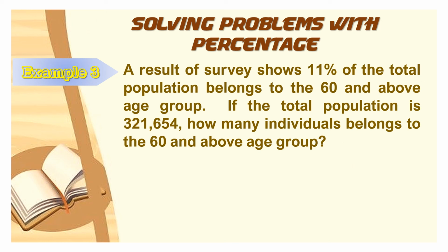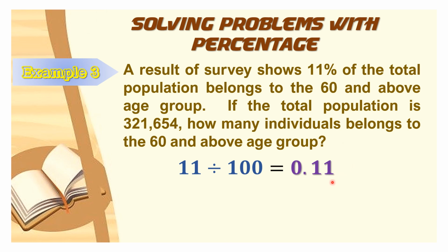Example number 3. A result of survey shows 11% of the total population belongs to the 60 and above age group. If the total population is 321,654, then how many individuals belong to the 60 and above age group? To answer that, we have to convert first the percentage to its decimal form. That is by dividing 11 by 100. So 11 divided by 100 is equal to 0.11.